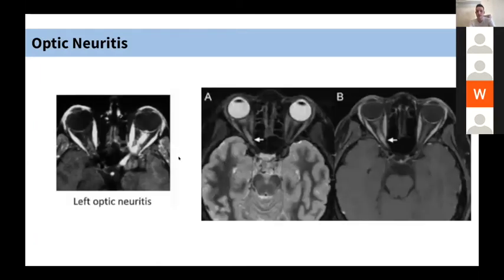This is just an example of the MRI. So here's the left eye. You can see there's inflammation in the optic nerve compared to the right-hand side, and here's one for the right-hand side as well.